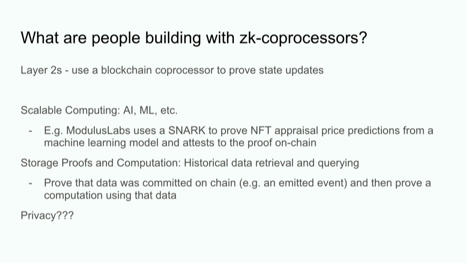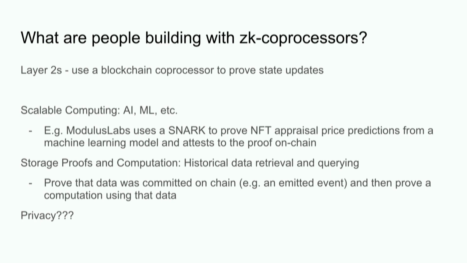The other big one is related to historical data: retrieving historical data from a blockchain and proving that that data was actually committed to on the blockchain. Think of events that get emitted from your contract executions. You can only track blockchain data back to the past 256 blocks. If your data is older than that, you're not going to be able to directly access it from the EVM. So you need some way to prove that this event was actually emitted.